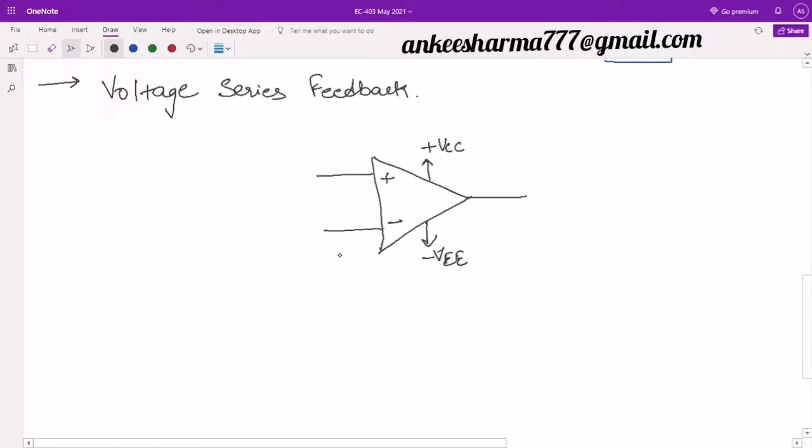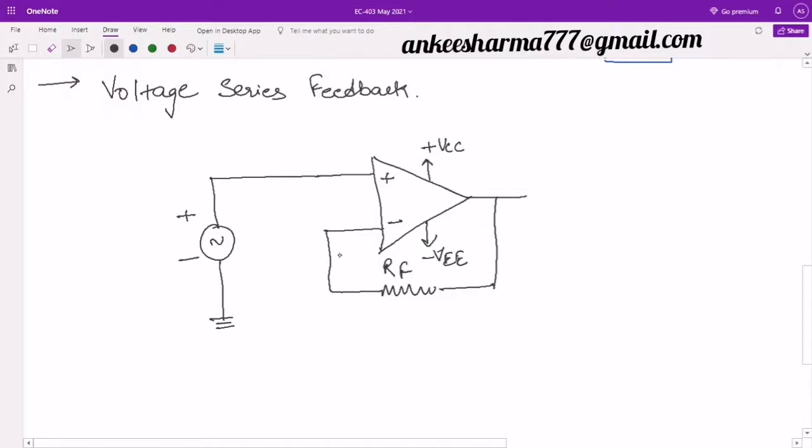What I will do here, I will apply the input at the non-inverting terminal. This is my input to the non-inverting terminal. I can ground it, right? And I said that this is a feedback and we use negative feedback, so definitely a feedback resistor will be there. This is the resistor which is connecting my output to the inverting input, which is the negative one, so that's why it is my negative feedback. I will name this resistor RF. We have done it earlier also. And along with it I have one more resistor, that is R1, and R1 is connected in this way.